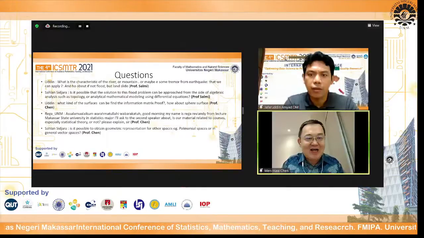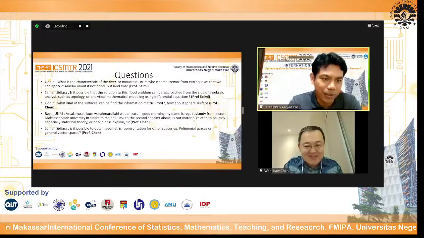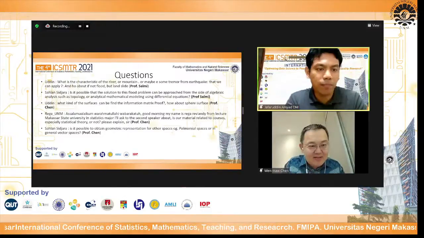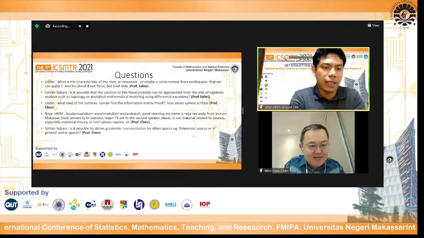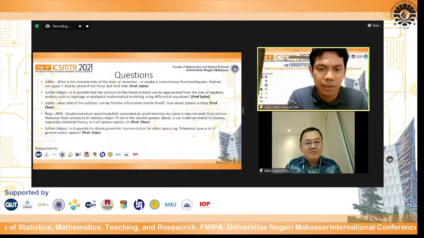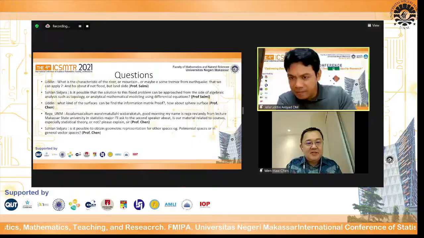I hope this is the answer for Lega. And the next question, from Sahlan Sejarah: Is it possible to obtain a geometric representation for other spaces such as polynomial spaces or, in general, vector spaces?